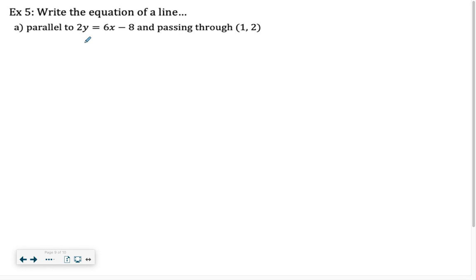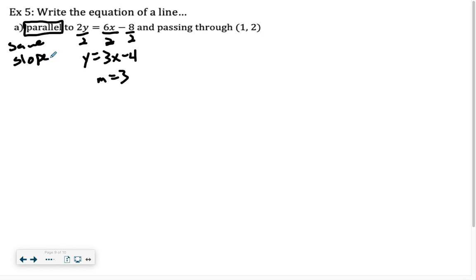Okay, well, to find the slope of this line, I need to first put it into slope-intercept form. So all I need to do that is divide everything by 2, right? Get y by itself, and we'll get y equals 3x minus 4. So now, just looking at this line, I can see that the slope is 3. Again, since we want our new line to be parallel, that's going to be the same slope as my old line. So my new line is going to have a slope of 3, and I want it to go through the point 1, 2.